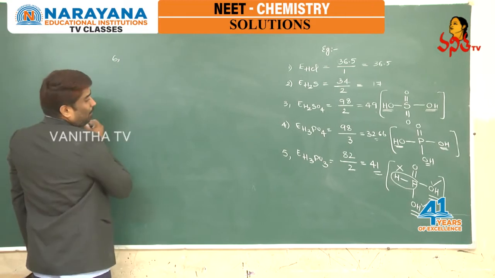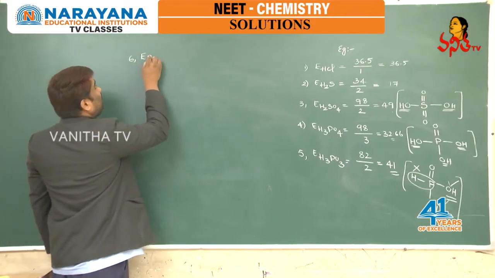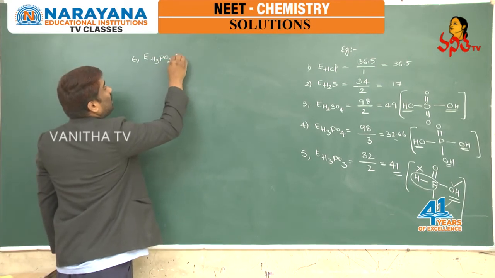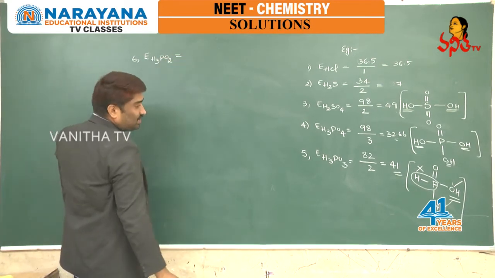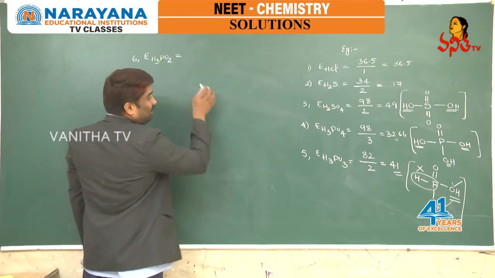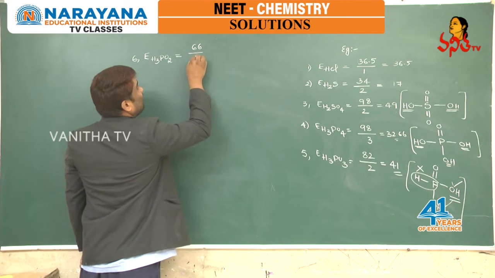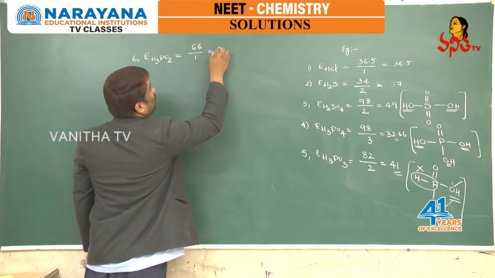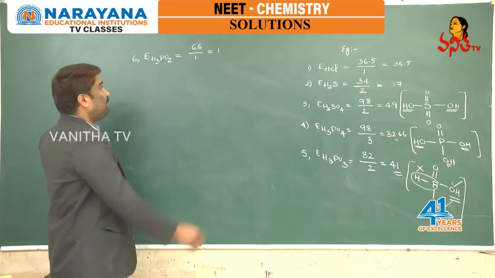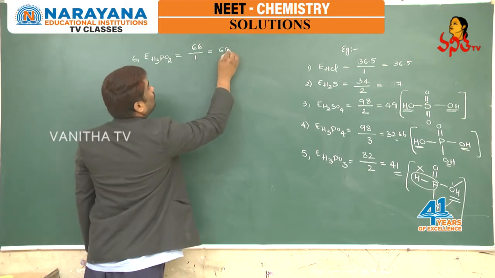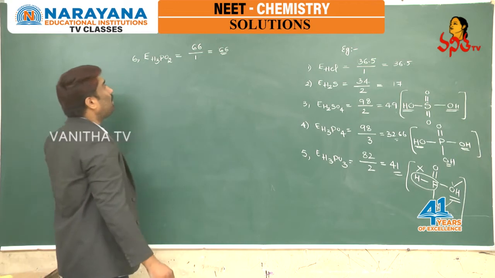Coming to one more example, equivalent weight of H3PO2, which is hypophosphorus acid. Again one oxygen is decreased. Again the molecular weight is decreased by 16 units. This becomes 66. Replaceable hydrogens is only 1. Therefore, since basicity is 1, equivalent weight of H3PO2 becomes 66. Sir, how can you tell?